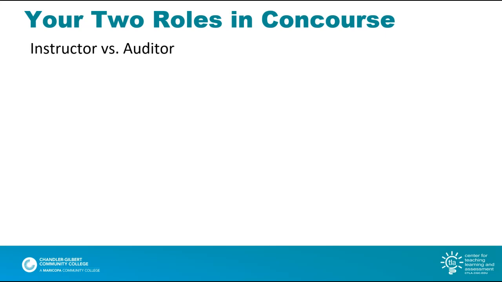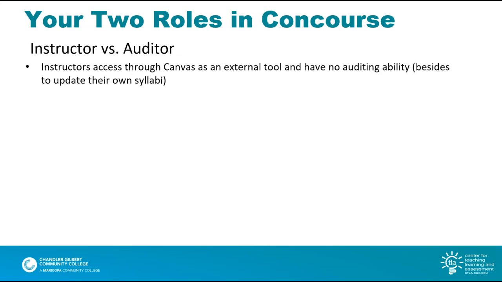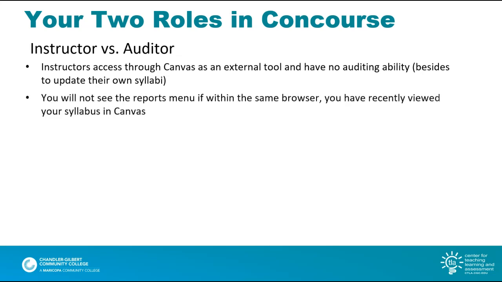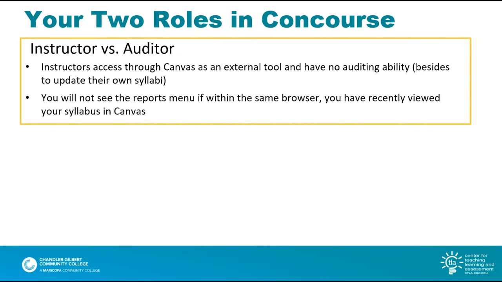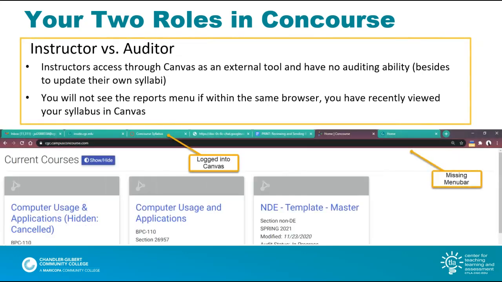As an instructor, you log into Canvas and access the Concourse system through the external tool on the navigation. And when you are logged in via that method, you do not have audit rights. If you were to log into the Concourse system in the same browser that you were recently logged into as an instructor, you will not have the functionality outlined in the rest of this video. Specifically, the menu bar with the Reports tab as shown will be missing.